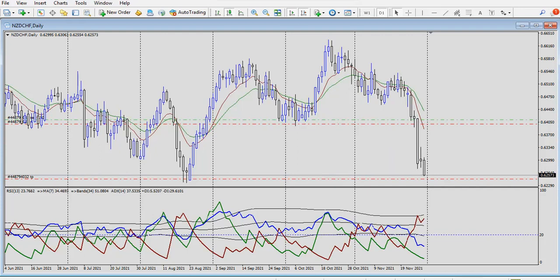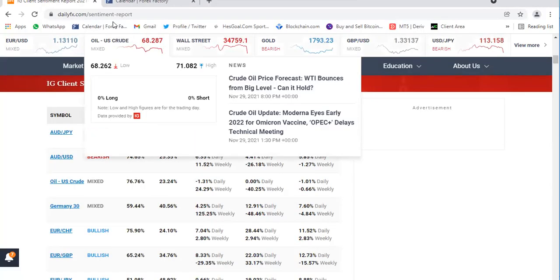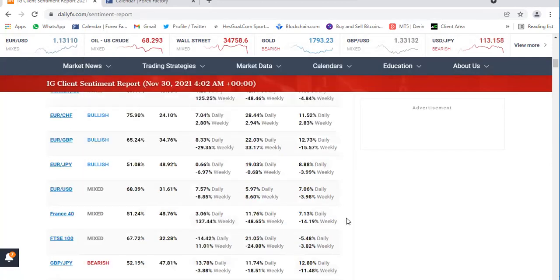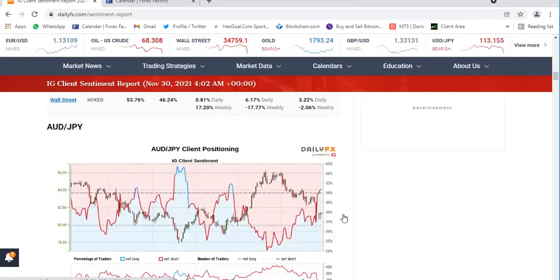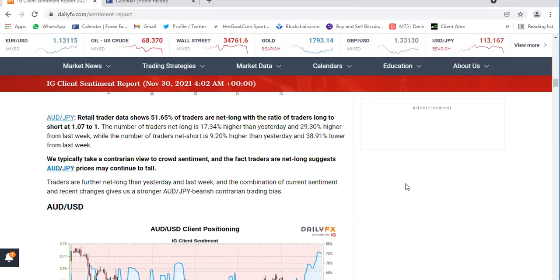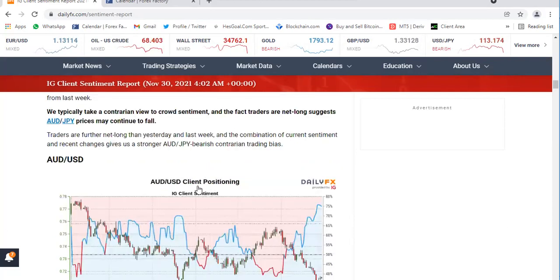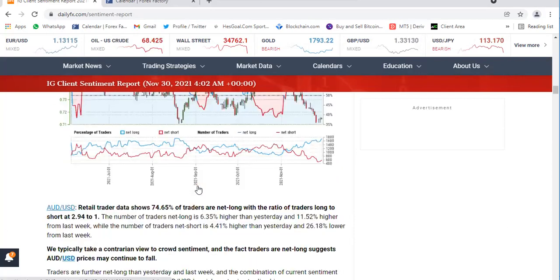But when you go to the sentiment analysis, the retail traders have been doing the opposite. So just come to the DailyFX sentiment report, check the percentages, and you even have explanations. You can see, like in AUD versus the yen, what we have here. Retail traders in AUD/USD, the one we've been explaining with. Let's see what has been happening.